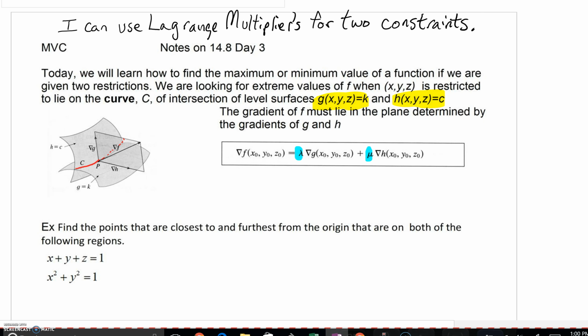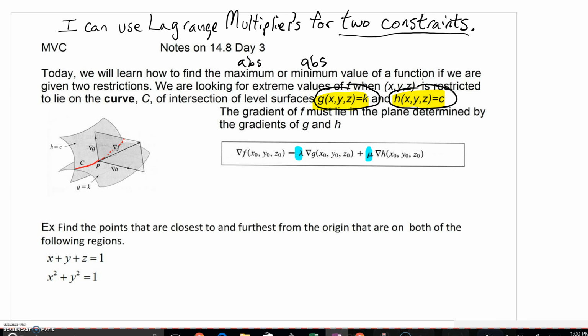Last lesson of chapter 14.8 in multivariable calculus, we're going to use Lagrange multipliers for two constraints. So today we learn how to find the maximum or minimum values, and by the way, when we're talking about that, of course, that is implying absolute max and absolute minimum values of a function, but we're given two restrictions. We're looking for the extreme values of f when it's restricted to lie on a curve C where two level surfaces intersect. So we've got two constraints. G and H have to be satisfied.